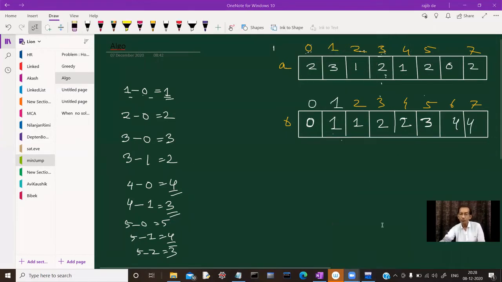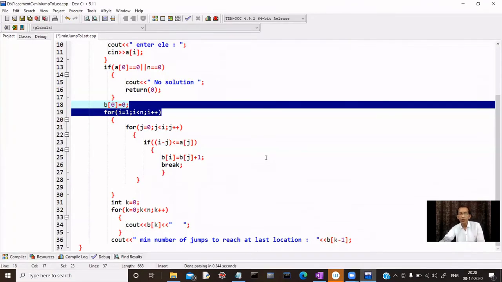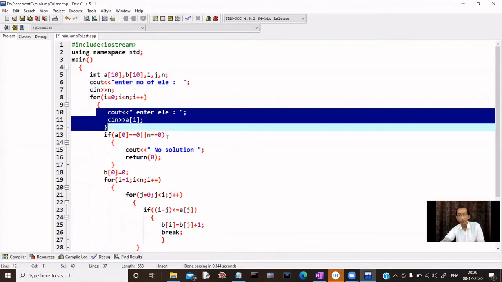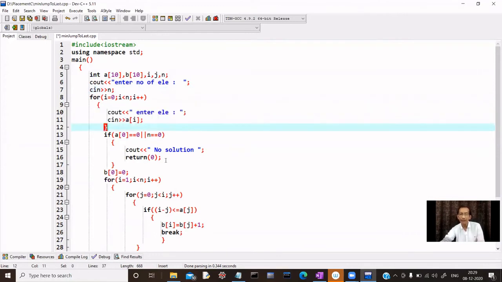Let's move into the code. Here you see, first we are taking a simple array of size 10, a solution array as we discussed of size 10, and we are accepting how many elements from the user, and we are accepting the elements one by one and populating the array A.